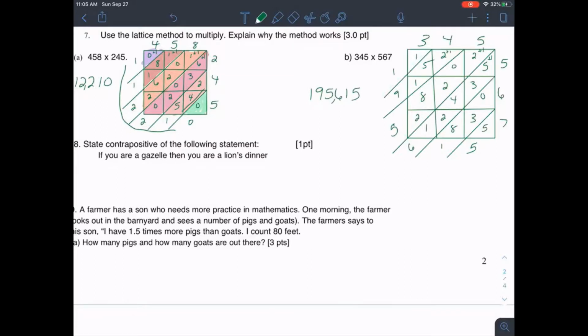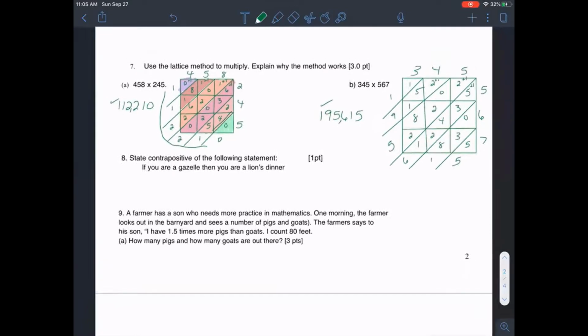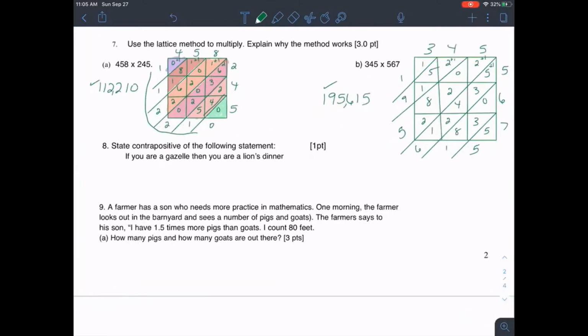Let's just double check our work. 345 times 567, 195,615. Check. All right, number 8. State the contrapositive of the following statement. If you are a gazelle, then you are a lion's dinner.